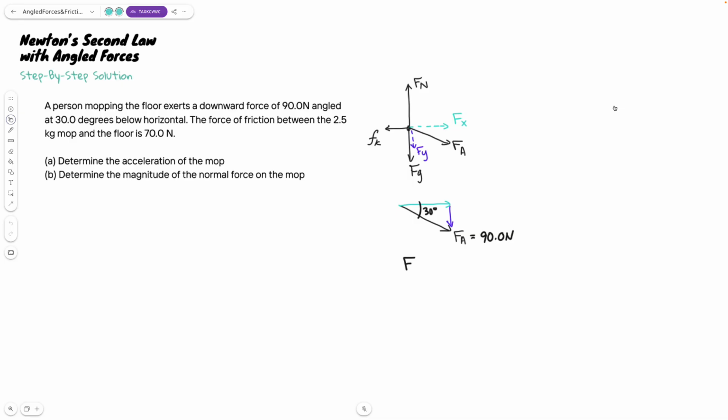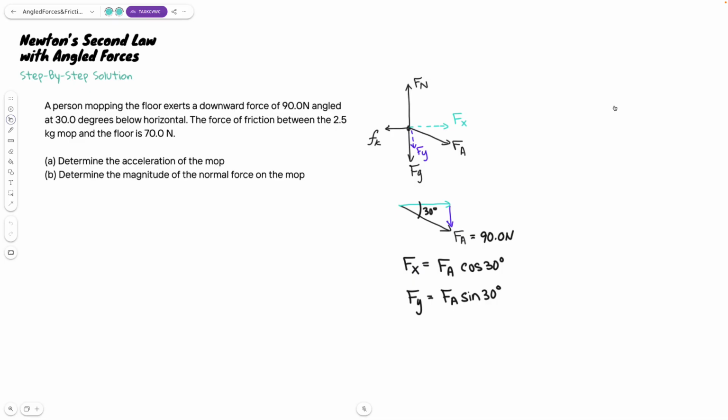So the x component of that force, I'm going to find that by multiplying the magnitude of the applied force at 90 newtons times the cosine of 30 degrees. Okay, so go back to SOHCAHTOA. Cosine is the adjacent over the hypotenuse. So usually for our horizontal components, we're using cosine. And then for the vertical component, we are multiplying the applied force times the sine of 30 degrees. So in general, that's how we're going to deal with an angled force.